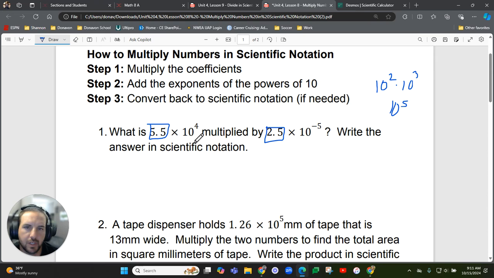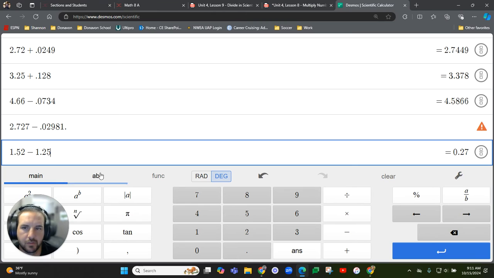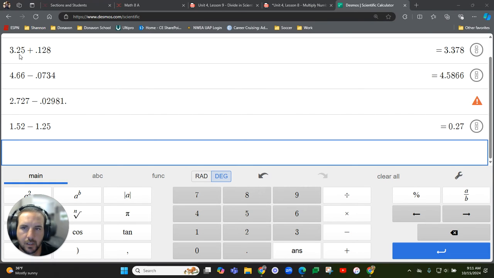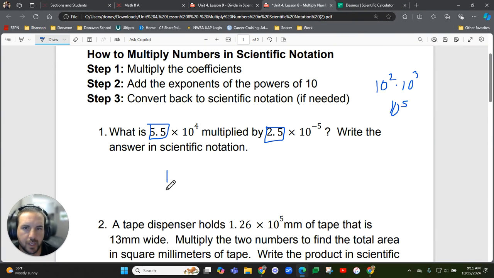The first thing we need to do here is multiply the coefficients, 5.5 times 2.5, which is 13.75. Then we need to add the powers of 10. In this case, we have an exponent of 4 and an exponent of negative 5, so that would be times 10 to the negative first, because 4 plus negative 5 is negative 1.